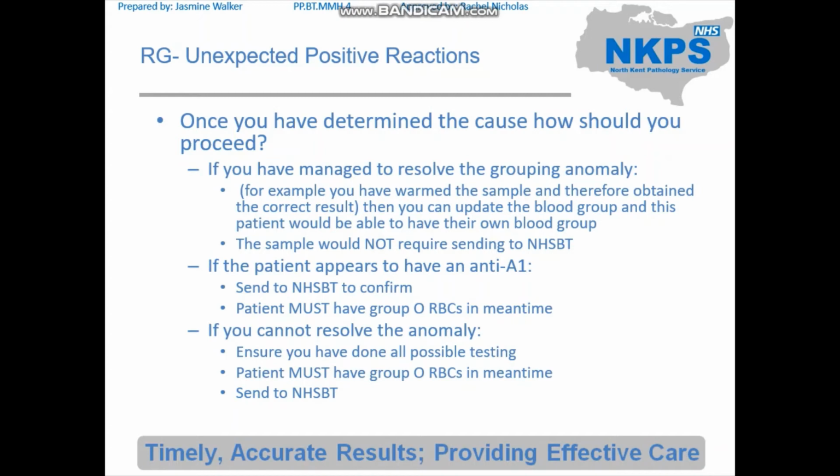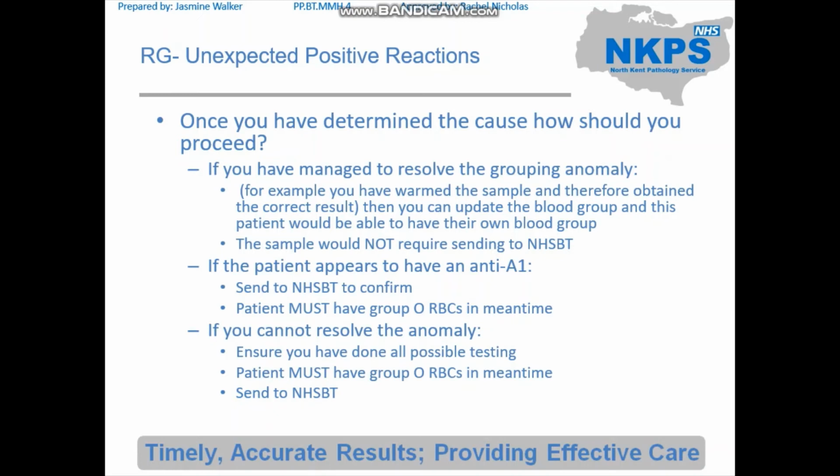If the patient appears to have an anti-A1, it should be sent to the NHSBT to confirm. The patient must have group O red blood cells in the meantime. If you give them group A, these red blood cells will be group A1, so they could have a reaction if they do have the antibody to A1.